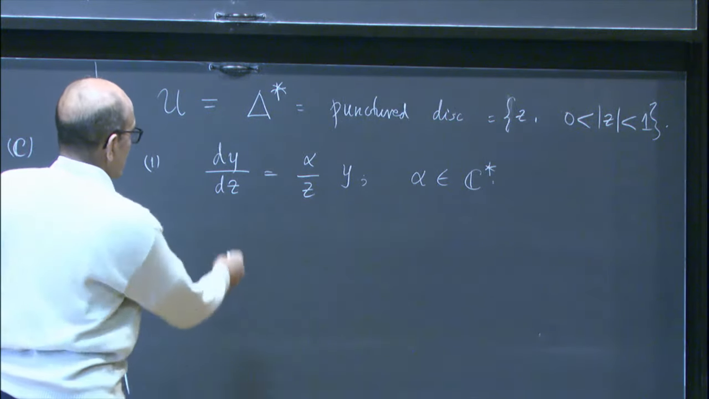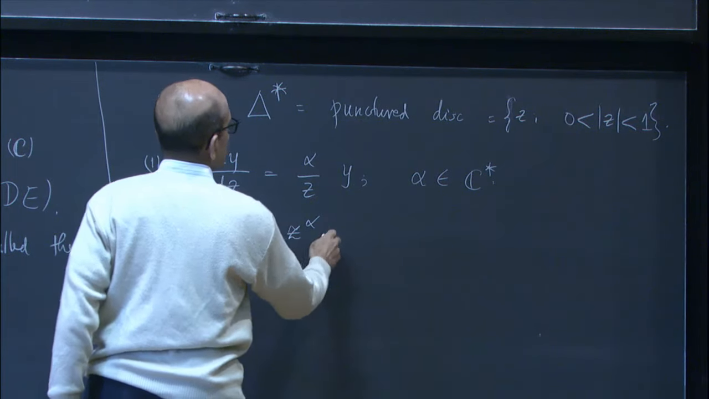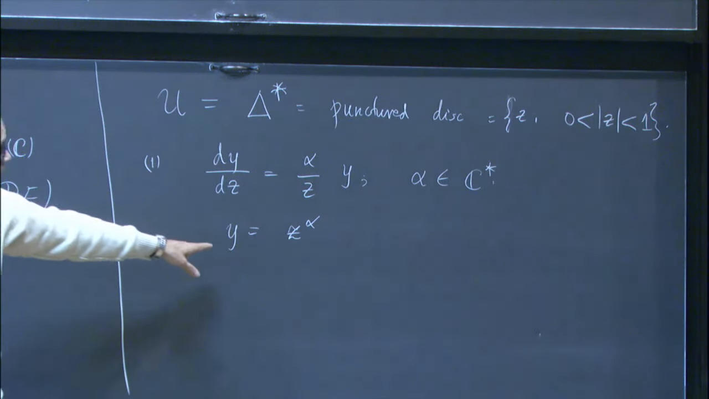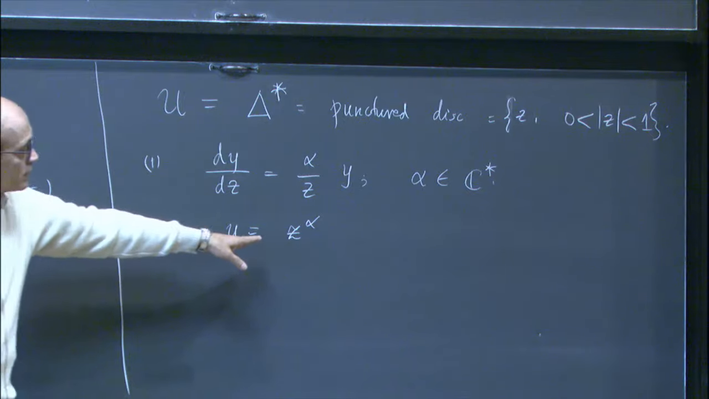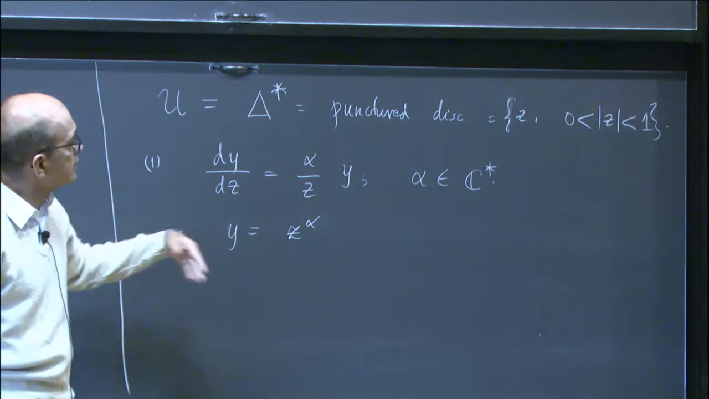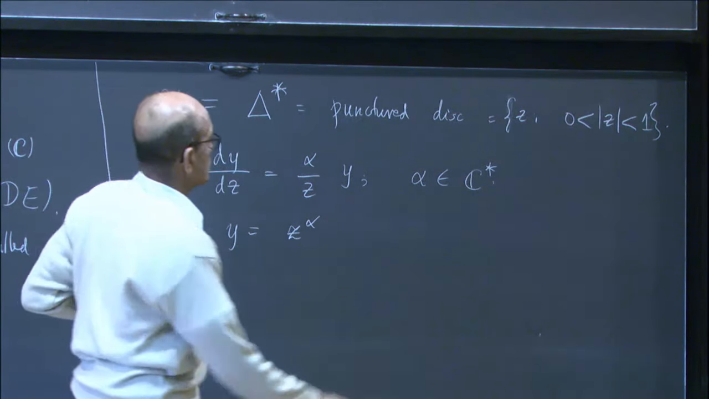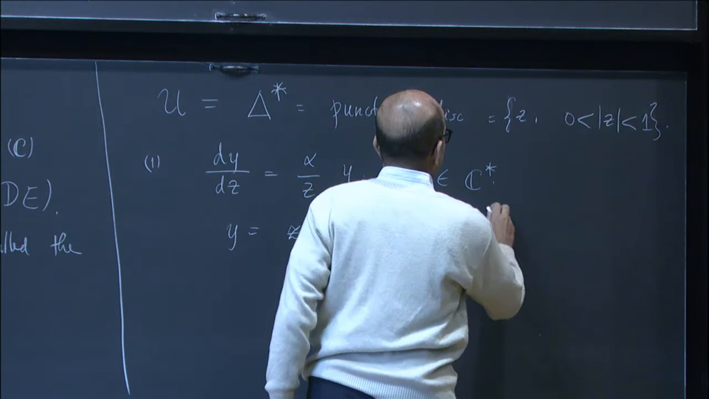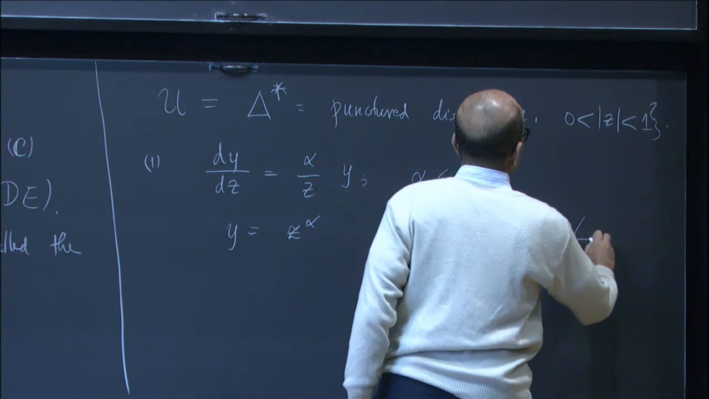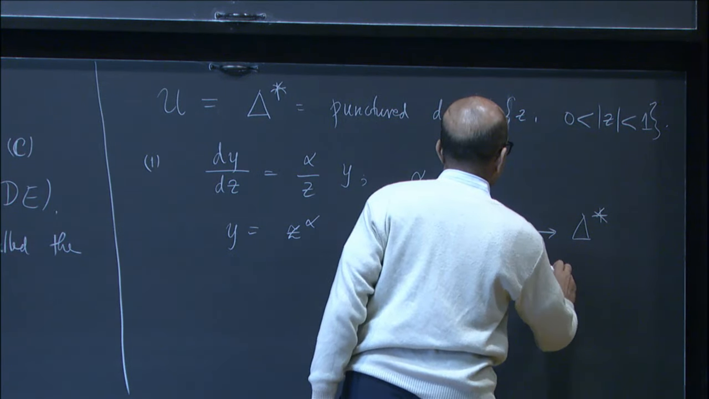So you can of course solve this. This is y equals z to the alpha, but of course this solution doesn't make sense because it's not a function at all. It's a multi-valued function. If you want to think of it as an actual function, you want to view this as a function on the universal cover. So we have this map from the upper half plane into the punctured disk, which is tau going to z.